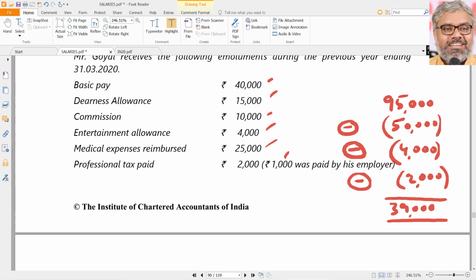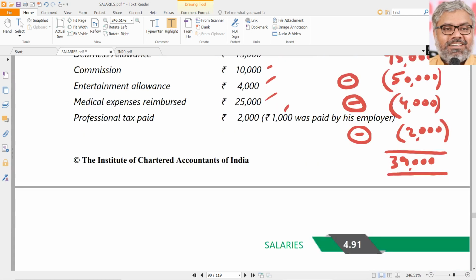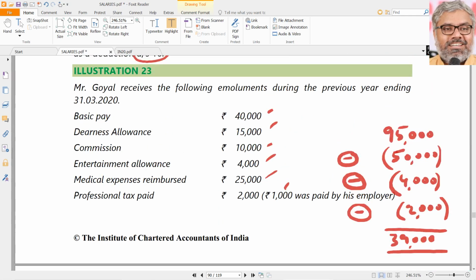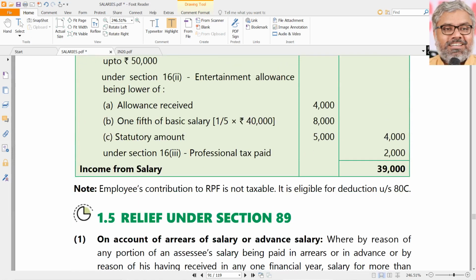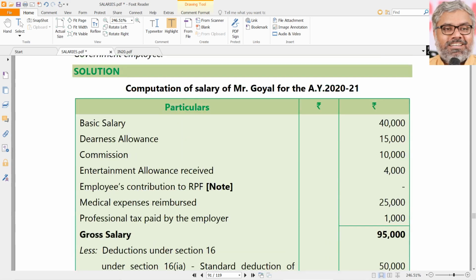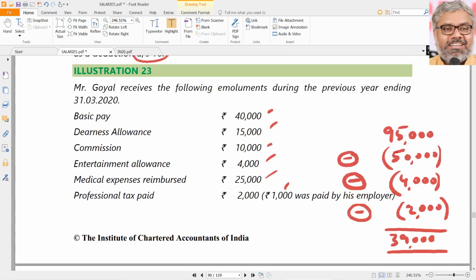Ideally, basic, DA and all you should have given per month. So we don't care, whatever is given we have to just calculate. So 39,000 should be the final answer. That is the final answer. So when nothing is mentioned about per month, you cannot assume that it is per month. You have to take as it is given.